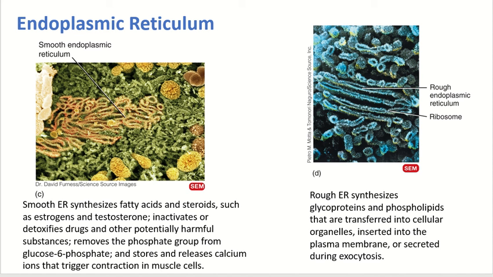Smooth endoplasmic reticulum is going to synthesize fatty acids and steroids. It's also going to inactivate or detoxify drugs and other potentially harmful substances. And it's going to remove the phosphate group from a glucose 6-phosphate group, and it's going to store and release calcium ions that are going to be really important for triggering muscle contractions. On the other hand, the rough endoplasmic reticulum is going to synthesize glycoproteins and phospholipids that are then going to be transferred into the cellular organelles. They can also be inserted into the plasma membrane or secreted during exocytosis.